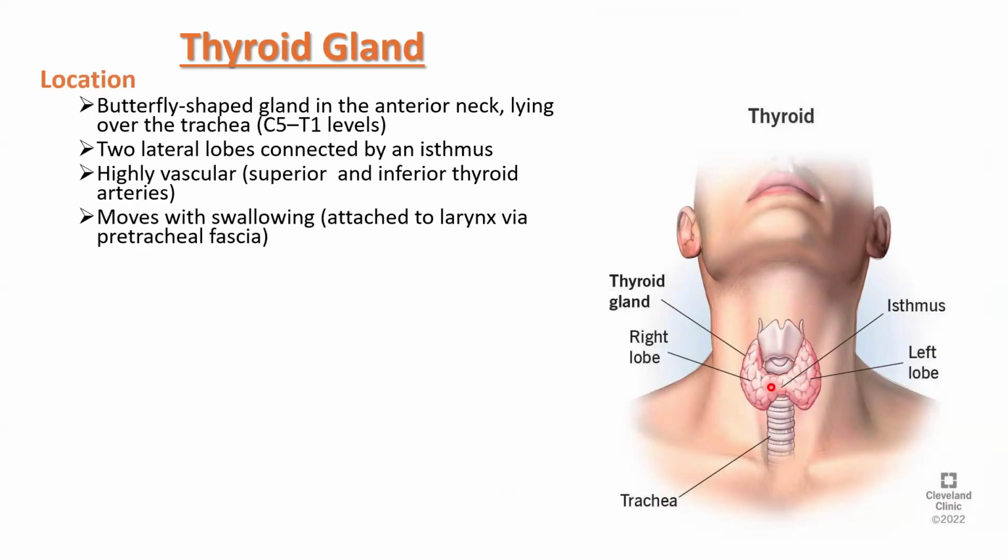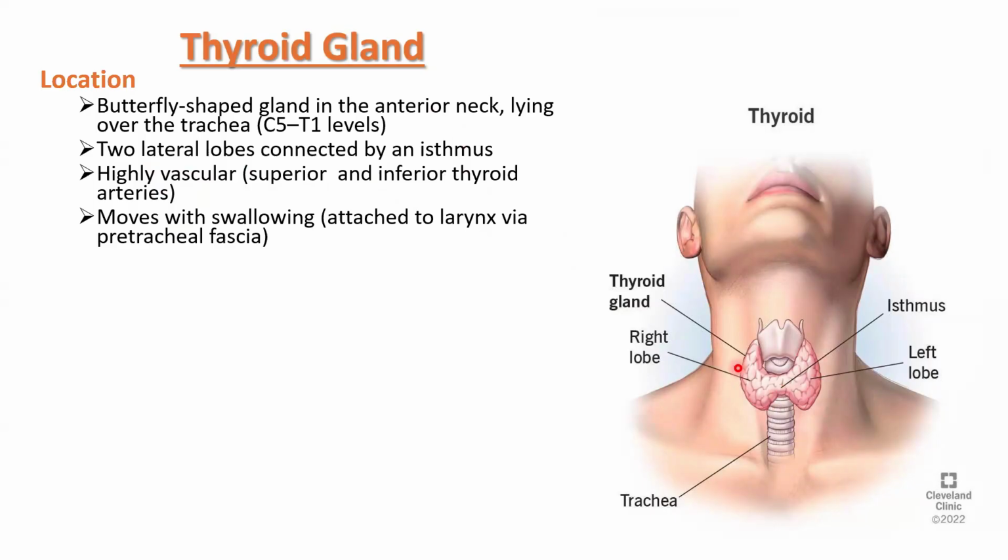So where will you find this thyroid gland? One, you can see it's butterfly shaped. It looks like a butterfly. Extending from C5 to T1, it has two lobes, and it has a high vascular connection, or high blood supply, by the superior and inferior thyroid arteries. Superior and inferior thyroid arteries supply this. It's just a review of the anatomy.